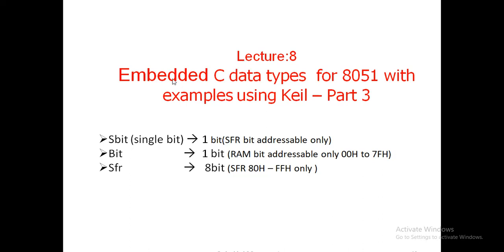Welcome to Lecture 8, Embedded C Data Types for 8051 with example using Keil, Part 3. Already we have discussed the 4 data types: unsigned integer, signed integer, unsigned character, signed character. Three more data types are there. They are related to the 8051: sbit, bit, and SFR.